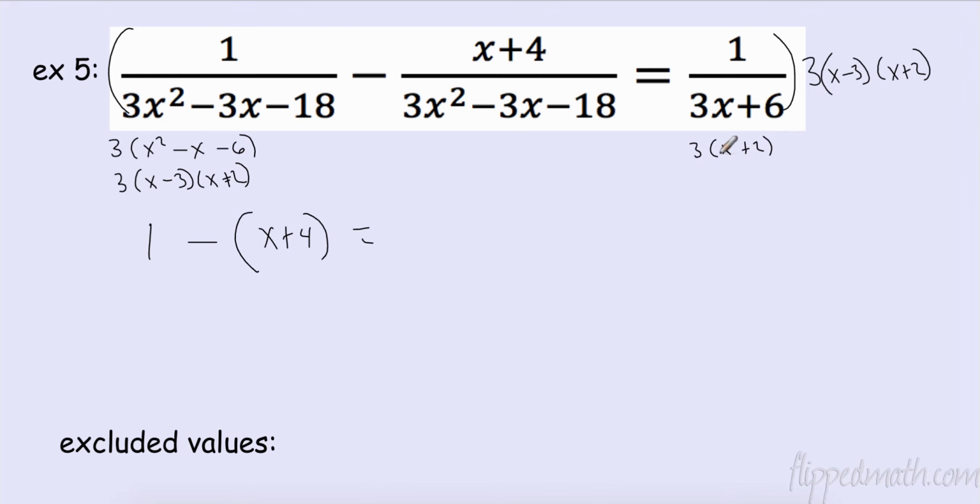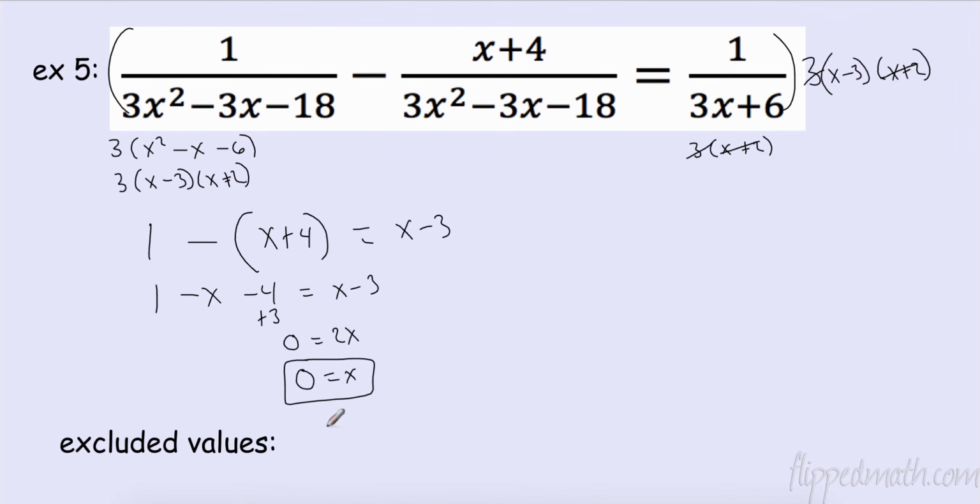equals, now I have an x plus 2 to cancel. I have a 3 to cancel. So I'm really going to multiply 1 times x minus 3, which is just x minus 3. Simplify. I have to distribute this negative. Minus x minus 4 equals x minus 3. Get my x's together. I'm going to add an x over to here, so that's 2x. I'm going to add 3 over here. So negative 4 plus 3 is negative 1. Negative 1 plus 1 is 0. So my x is going to be 0.